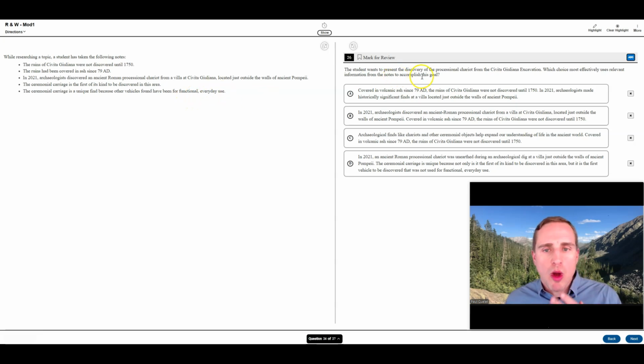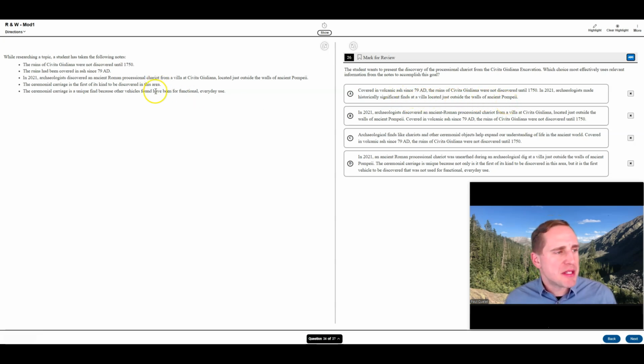Okay, so we want to effectively use relevant information from the notes to accomplish the goal to present the discovery. So we're going to say, covered in volcanic ash since 79 AD, the ruins were not discovered until 1750. In 2021, archaeologists made a historically significant find just outside. Maybe.